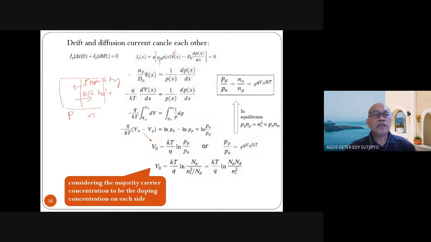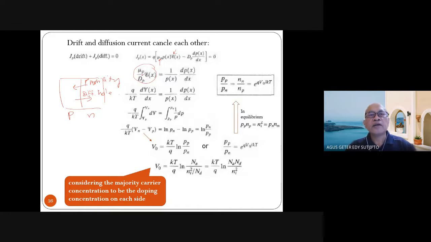So this is the illustration, and the summation between the drift and diffusion current will be 0, because of the different directions, so one will be negative. Then we rearrange the diffusion and the mobility to the electric field, so we can have this equation. And we know that the electric field depends on dV/dx.